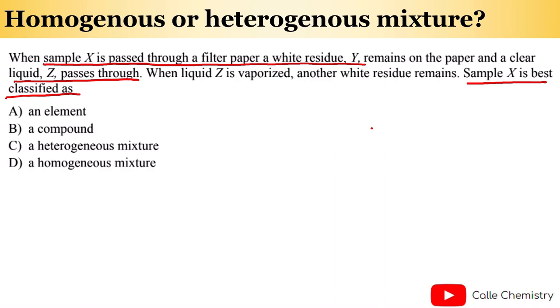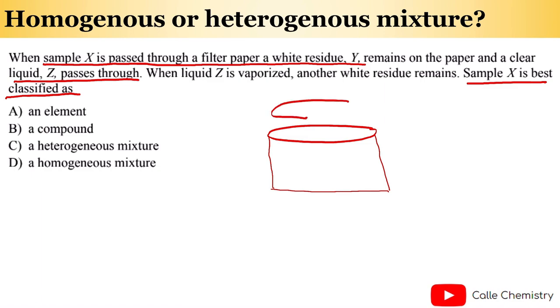So let me draw a little sketch. So let's say this is the container where the sample is being thrown into. And then on top of the container, there's a funnel. And inside the funnel, there's a filter paper. So let's say this is the filter paper right here. Okay. Sample X is thrown into this funnel. So this is called the funnel.